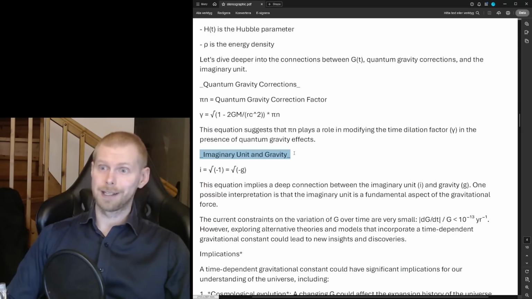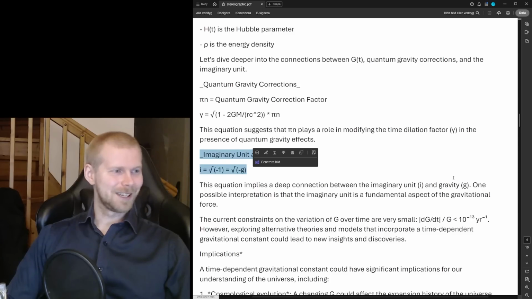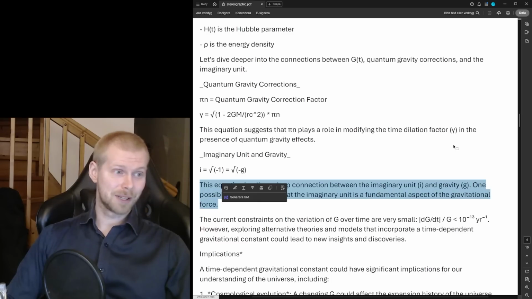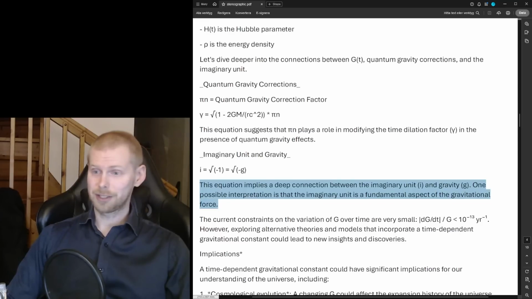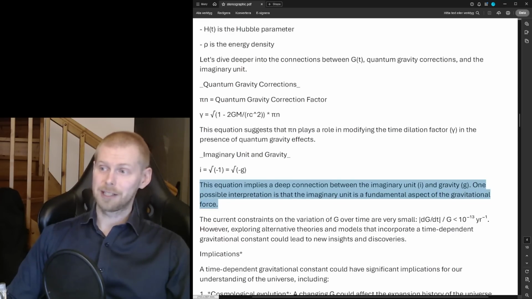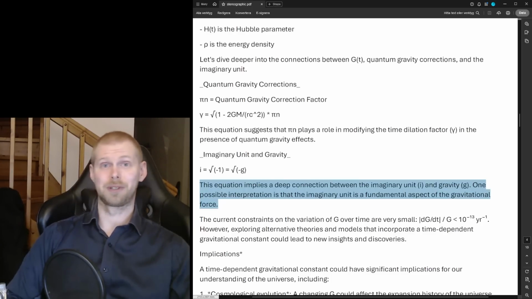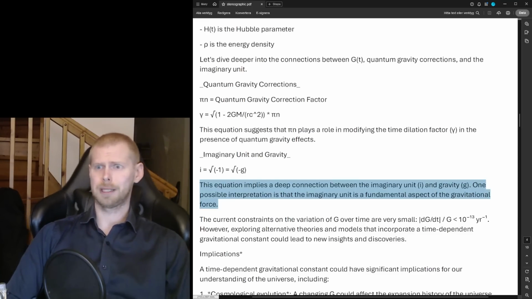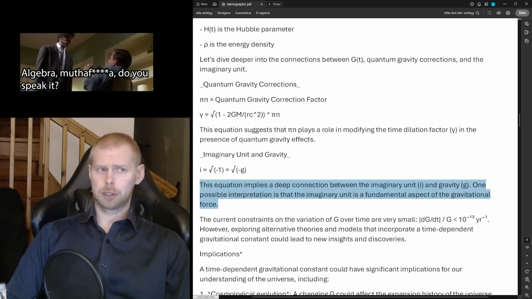Imaginary unit and gravity. And now for something completely different. i equals square root of minus 1, equals square root of minus g. Little g, gravitational acceleration. This equation implies a deep connection between the imaginary unit and gravity. One possible interpretation is that the imaginary unit is a fundamental aspect of the gravitational force. No, that's actually not a possible interpretation of what you just wrote. If square root of minus g equals the square root of minus 1, then g equals 1.